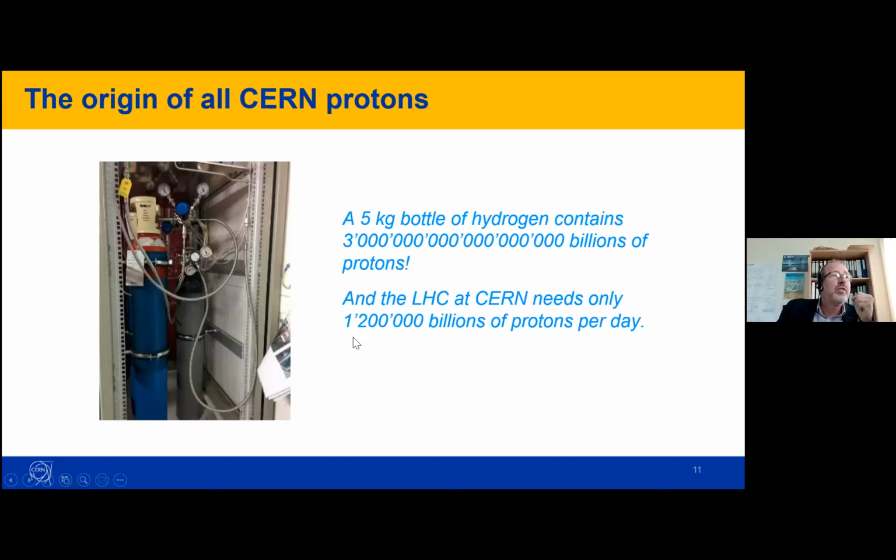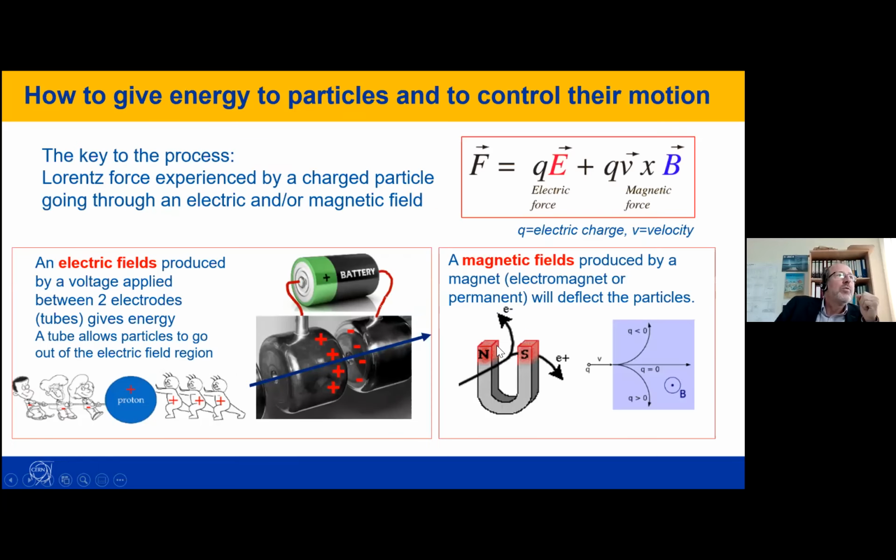And at CERN, you need only, I made a calculation some time ago, 1.2 millions of billions of protons per day. So, and actually I think that this bottle will change every 2 or 3 months. And you see, so this is where you can get your particles. But then what do you do?